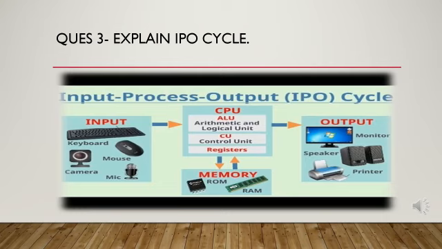The second main part is CPU, where we see a memory unit, ALU, and control unit. Memory unit stores data and instructions for temporary storage, and another one is ALU, arithmetic logic unit. Arithmetic and logical operations on data are performed by ALU.